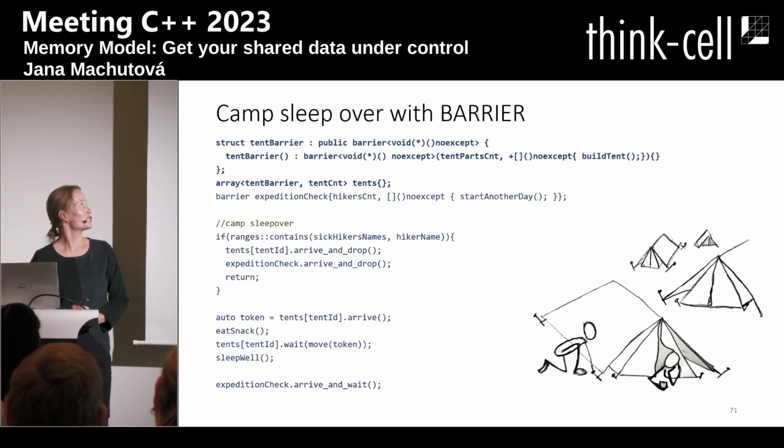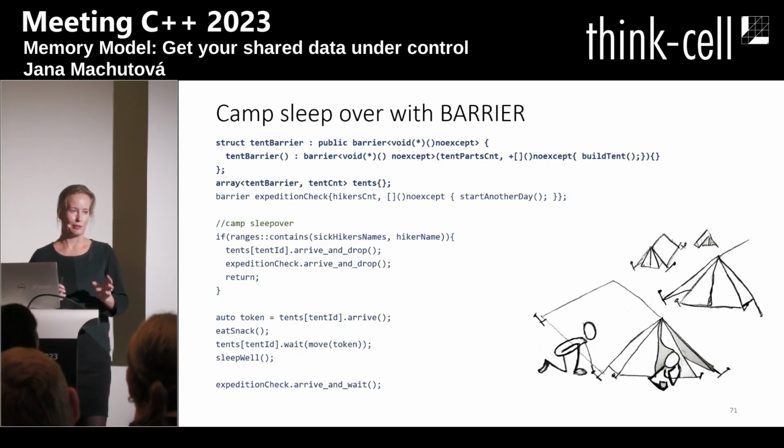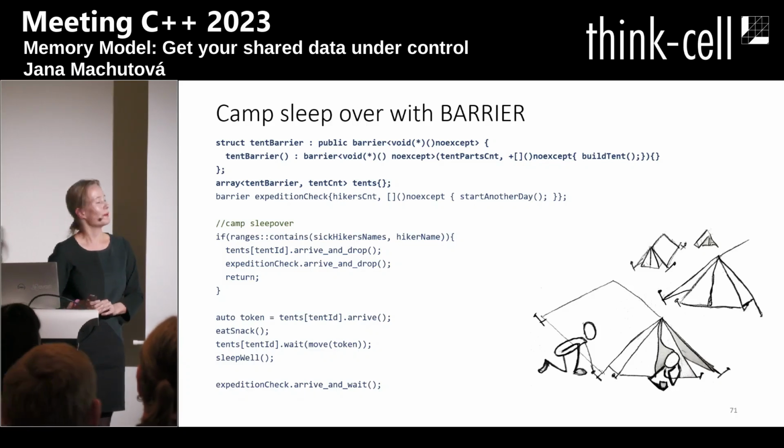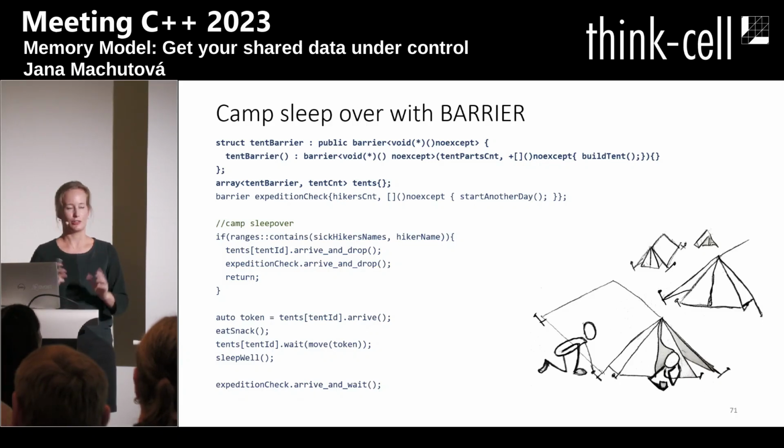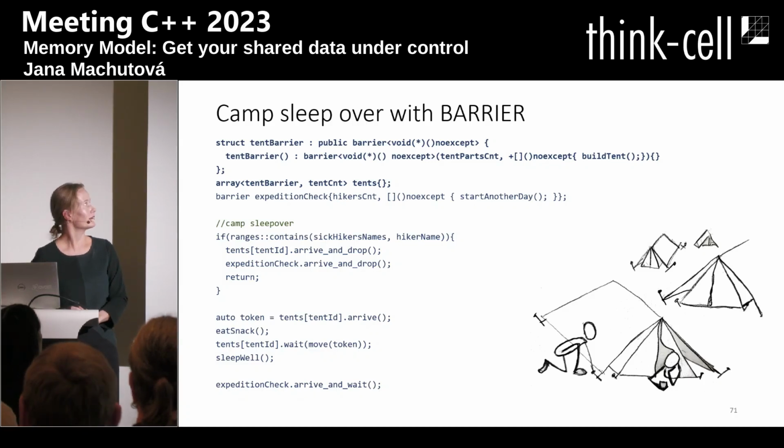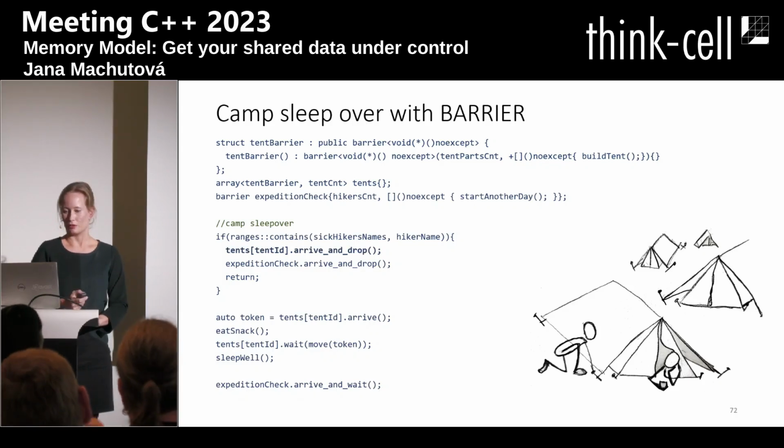So also I said they are sharing tents in groups of 3 people. And so each of these 3 people is carrying one part of it. So I created the struct. It's there because there's no default constructor for barriers. So I had to make some special struct to be able to create an array of those tents. Like each 3 people have their own barrier they will arrive to.